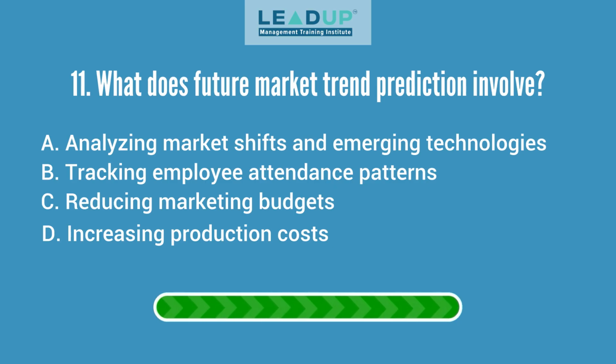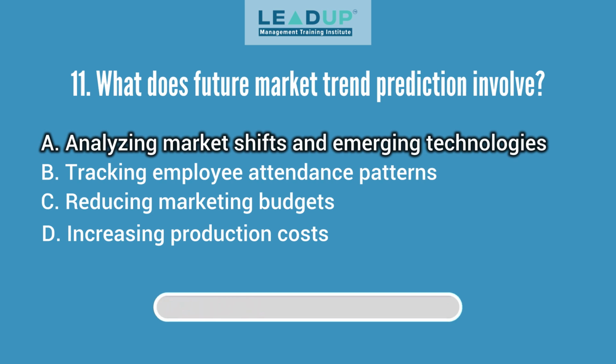What does future market trend prediction involve? A. Analyzing market shifts and emerging technologies. B. Tracking employee attendance patterns. C. Reducing marketing budgets. And D. Increasing production costs. Answer: analyzing market shifts and emerging technologies.